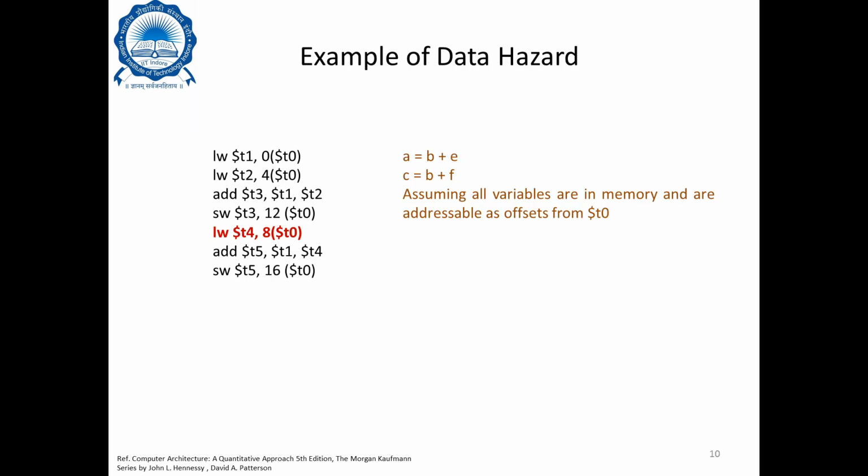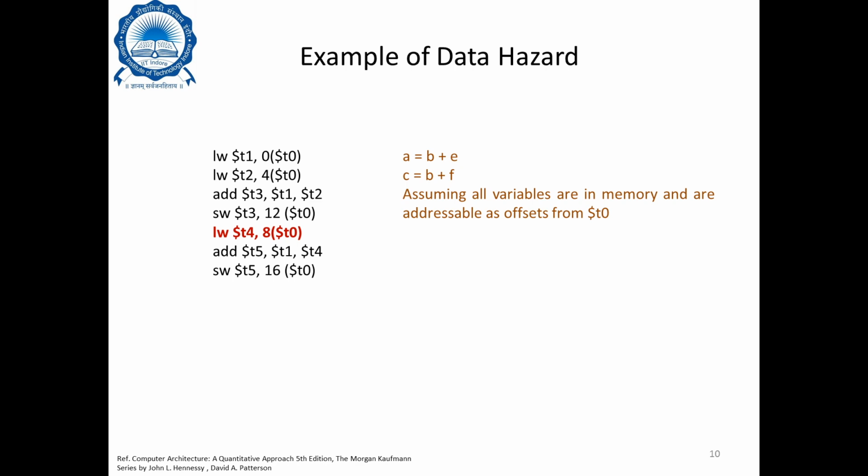Okay, now let me do one example. Imagine you have a piece of C code or a function given as A equals B plus E and C equals B plus F, and we are assuming that all the variables are in memory and are addressable as offsets from $t0. That means the base address is stored in register $t0. Now imagine that we will have to load each of these values B, E and F.